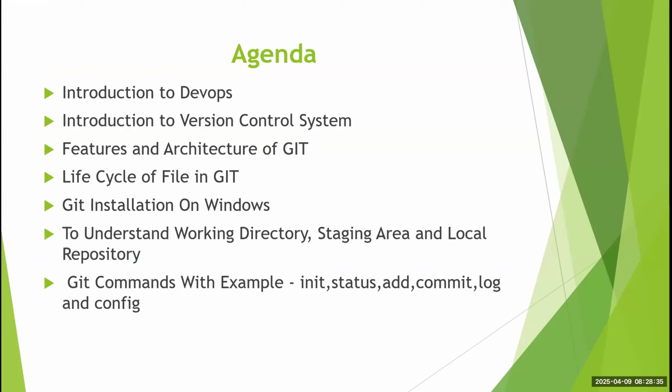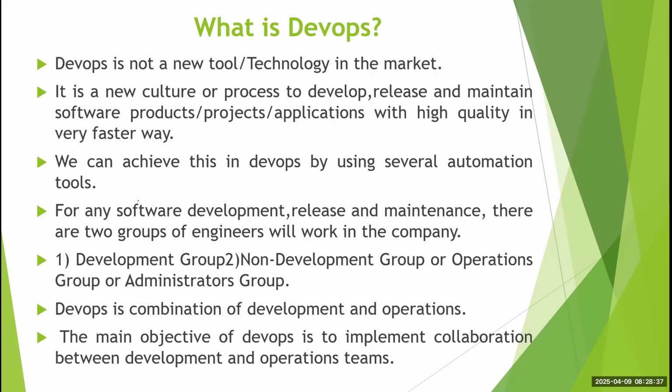Coming to the first point, we need to start again with the basics of DevOps, which you already know. So guys, first point: DevOps is not a tool. It's not a technology available in the market. I told you it's a culture, or a process to develop, release, and maintain software projects and applications with high quality in a very fast way. We can achieve this in DevOps by using several automation tools.